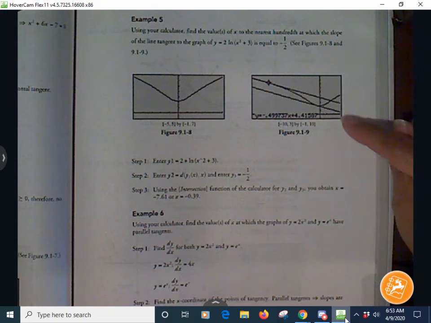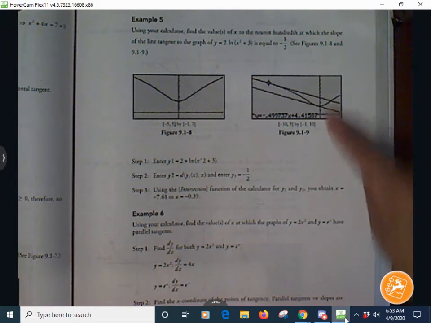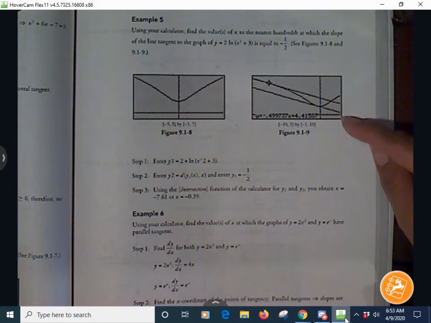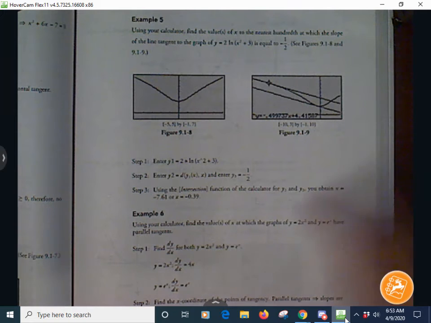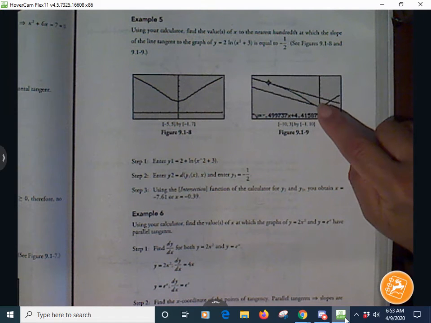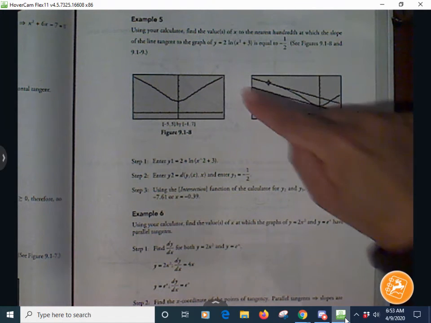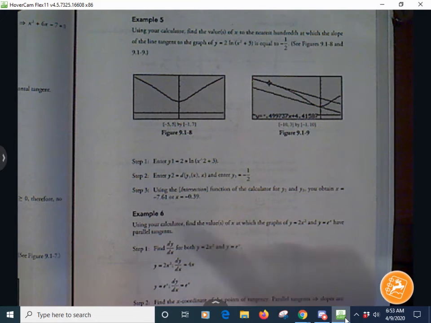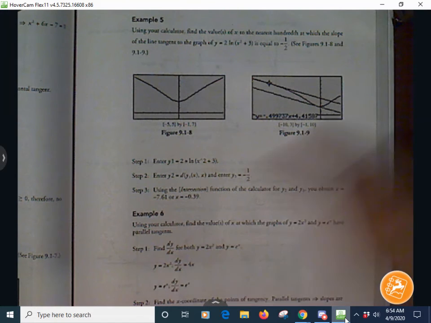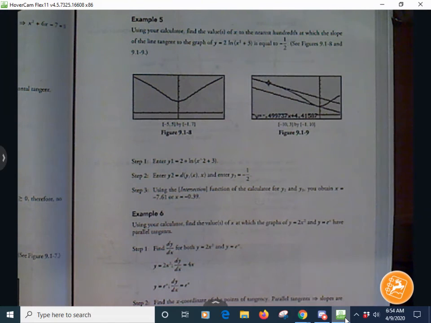And then this figure right here is the equations of the tangent lines graphed at those points of intersection. So at negative 0.39, that would be the equation, and negative 7.61 right there, that would be your equation. And that would be what it looks like for your tangent line.